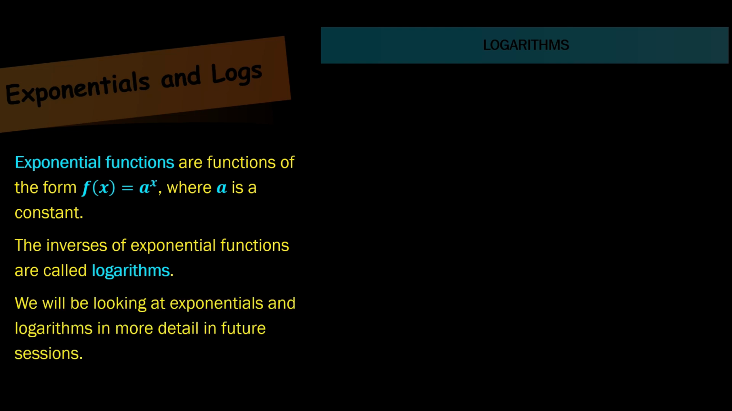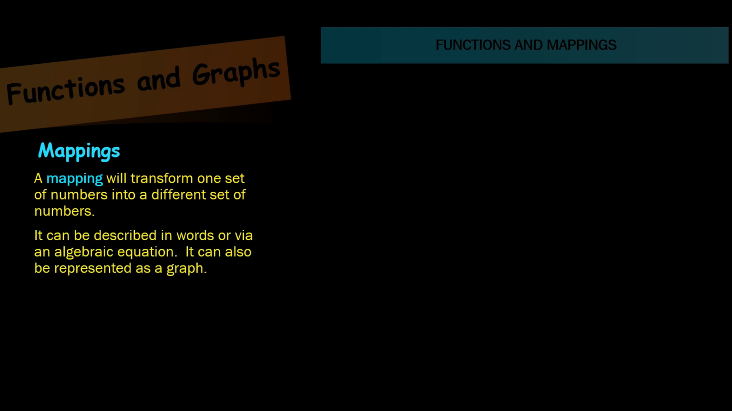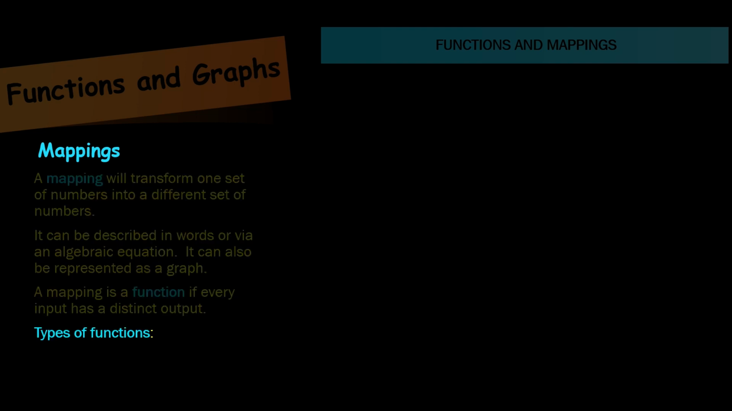We are now going to revisit mappings and functions more generally. A mapping will transform one set of numbers into a different set of numbers. It can be described in words or via an algebraic equation. It can also be represented as a graph. A mapping is a function if every input has a distinct output. Types of functions are one-to-one or many-to-one.